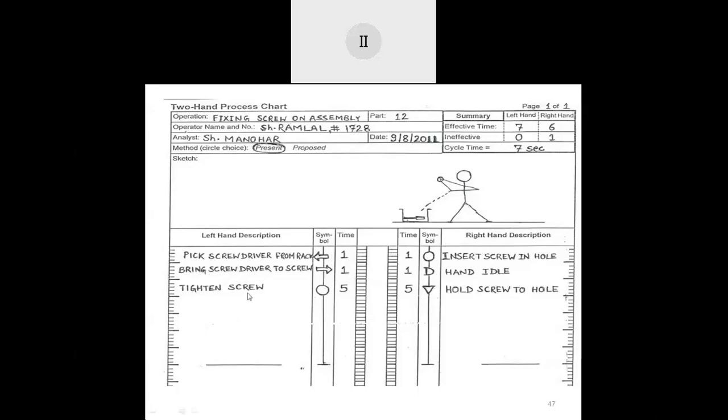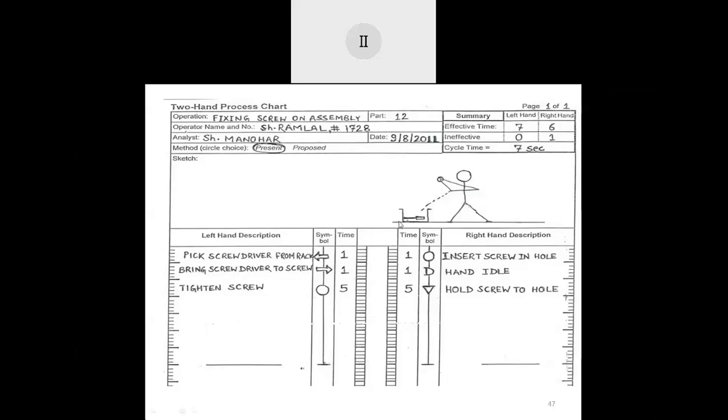The same summary has been written here. For the left hand, what is the total effective time? It is 1 plus 1 plus 5, total 7 seconds of effective time. What about the right hand? The 1 second is not effective, as the hand is idle. So 1 plus 5, total 6 seconds of effective time. Then ineffective time: there is no ineffective time for the left hand, but there is 1 second of ineffective time for the right hand, so we have written that here. And what is the total cycle time?